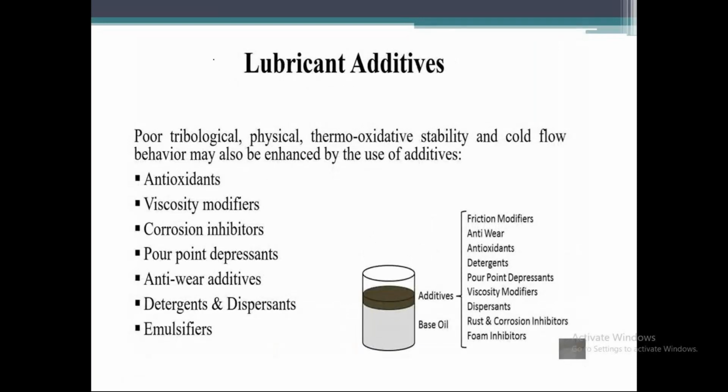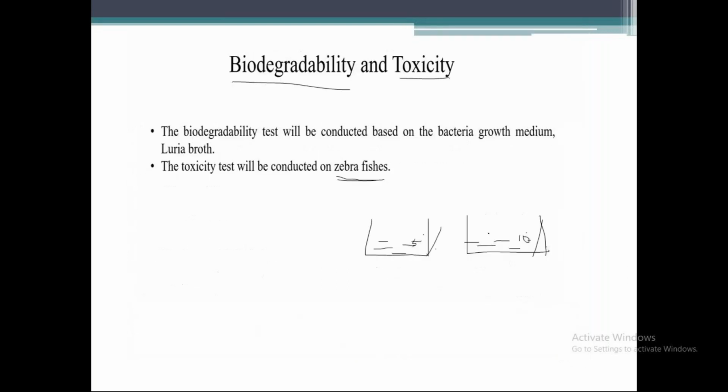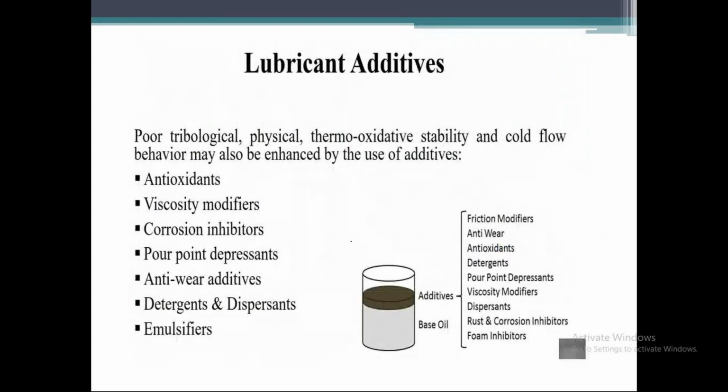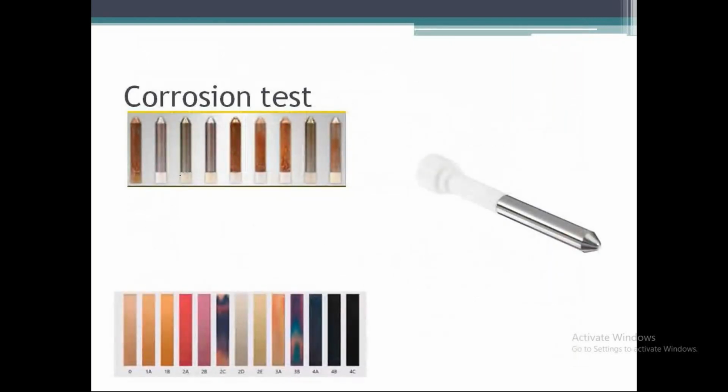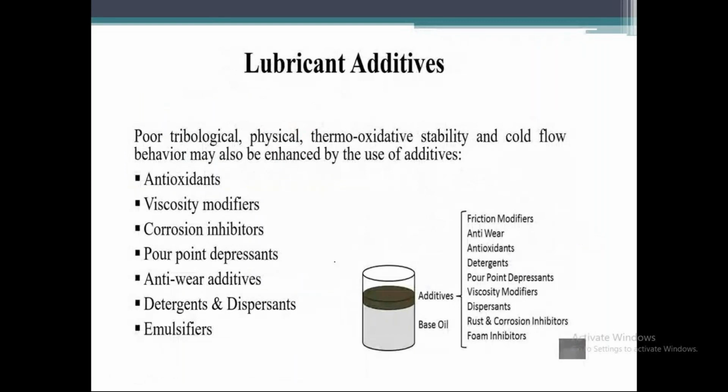Okay, next we will see the different additives we are using. We have just seen the different properties required for a lubricant oil. Now there are different additives: antioxidant, viscosity modifier, corrosion inhibitor. Suppose during the corrosion test we found that a lot of corrosion is happening, then we have to add some additive to suppress the corrosion. Those are called corrosion inhibitors.